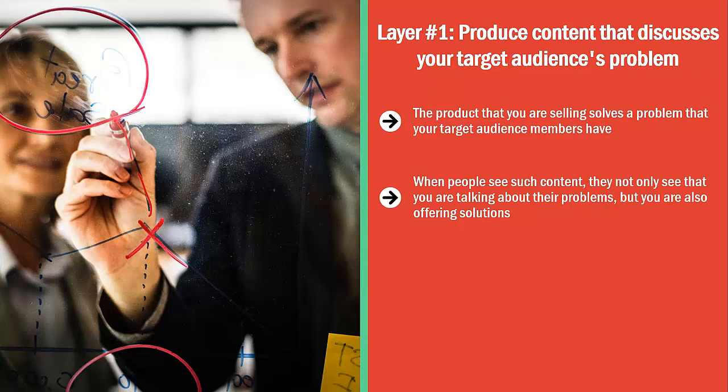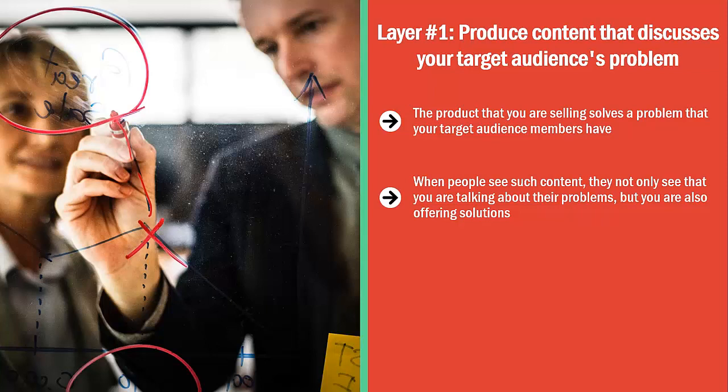Layer number 1. Produce content that discusses your target audience's problem. The product that you are selling solves a problem that your target audience members have. Create content that discusses their problem. When people see such content, they not only see that you are talking about their problems, but you are also offering solutions. When they see this, you establish authority and credibility.